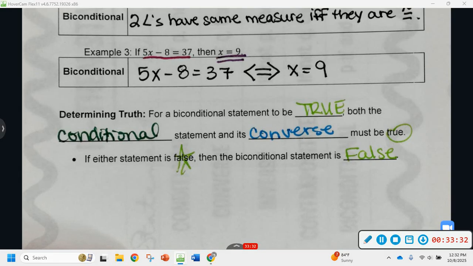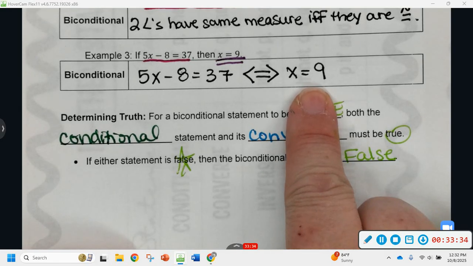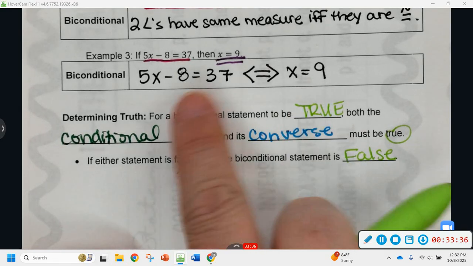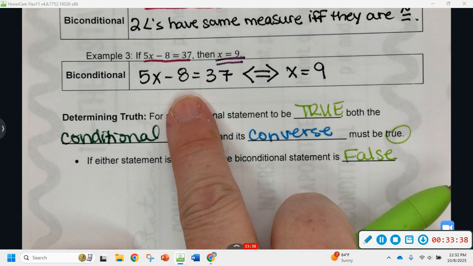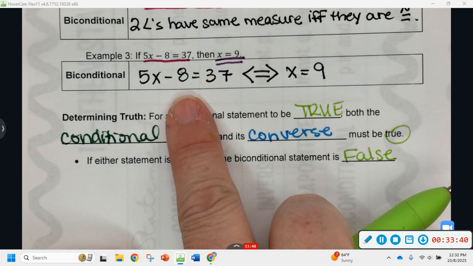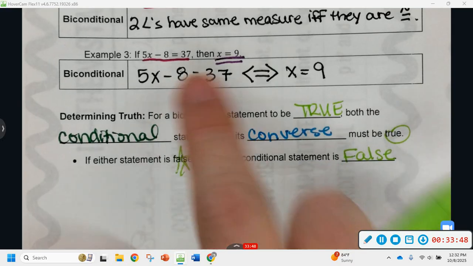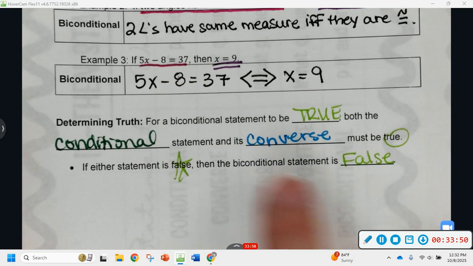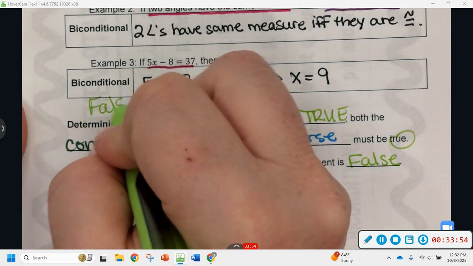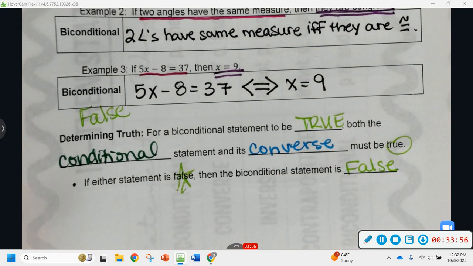So, kind of think about that really quick here. If x is 9, is that the only equation in the entire world that it could be? No, we know there's lots of other equations. So, going this direction, yes, it's true, but when you switch it going the other direction, that was false. So altogether, this biconditional would have a false truth value.